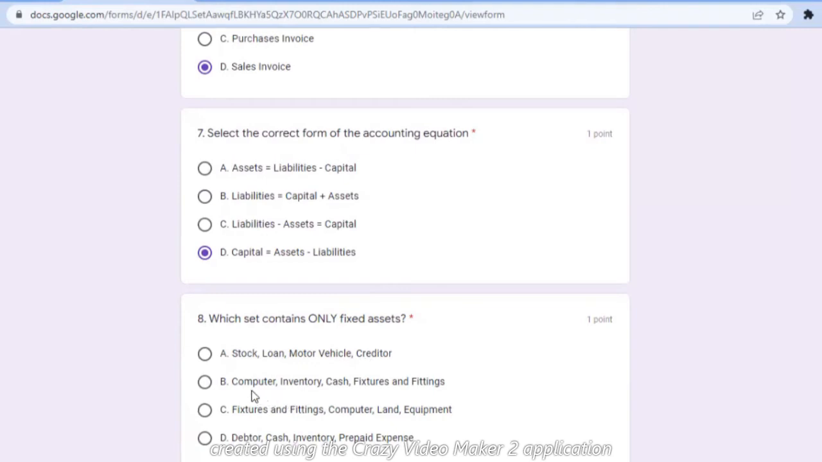B, computer, all right. Then investment and cash. We say, nope, never mind. These are current assets. Leave it there, so not B. Fixtures and fittings, yeah, that's fixed. Computer, yeah, that's fixed. Land, yeah, that's fixed. C, yeah, right. There's something on D. Select my C and gone.